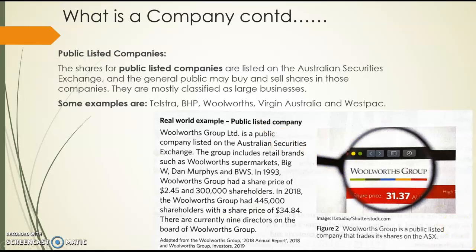So it is a public listed company that trades its shares on ASX. Okay. Now, the group includes retail brands such as Woolworths Supermarkets, Big W, Dan Murphy's, and BWS. In 1993, Woolworths Group had a share price of $2.45 and 300,000 shareholders. Okay. In 2018, the Woolworths Group had 445,000 shareholders with a share price of $34.84. Okay, there are currently 9 directors on the board of Woolworths Group. Okay, so this is an example of a public listed company.